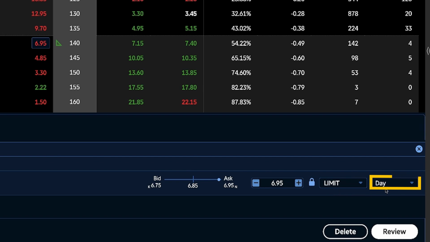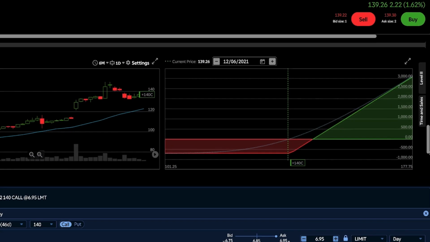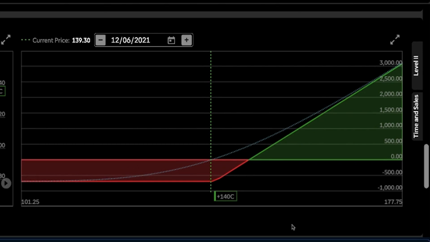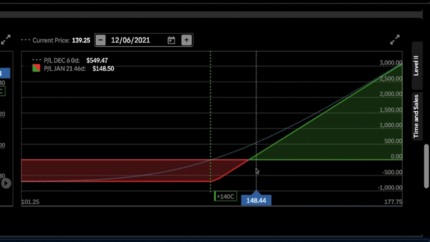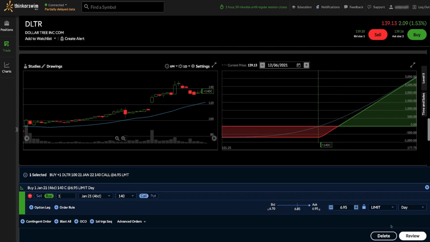Before I place the trade, let's review the potential outcomes by looking at the risk profile, which I can see by scrolling down here. The green and red shading represent outcomes at expiration. Because this is a long call, the max gain at expiration is unlimited. Due to the effects of time decay, if the contract was held until expiration, the break-even share price would be about $147, not accounting for transaction costs. So now I'll click Review.